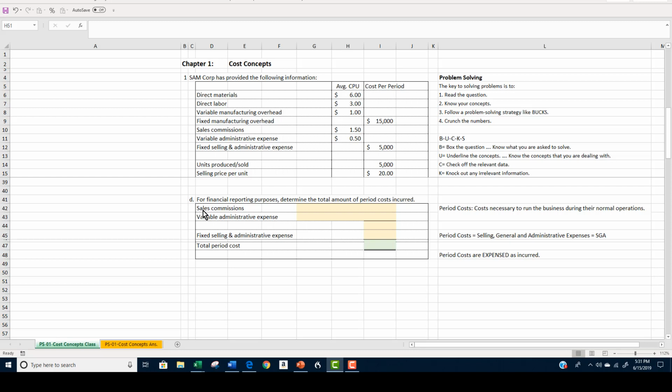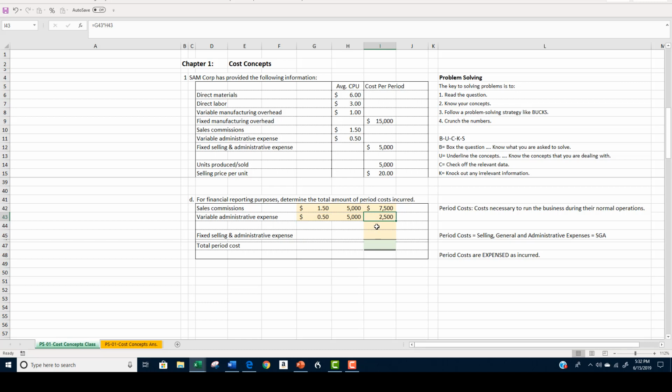For this problem, period costs include sales commission, variable administrative expenses, and fixed SG&A. All other amounts are irrelevant. Since sales commission and variable administrative expenses are variable, we need to multiply the average per unit costs by the amount sold. In this case, sales commissions is $1.50 times 5,000 units sold, or $7,500, while variable administrative expenses is 50 cents times 5,000 units sold, or $2,500.